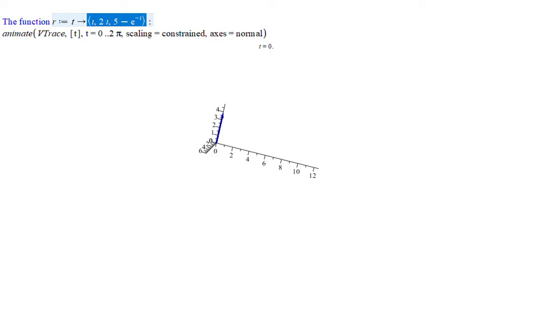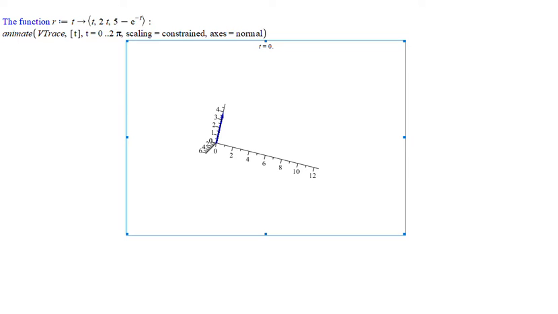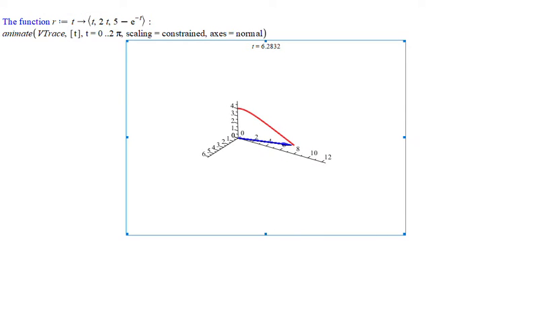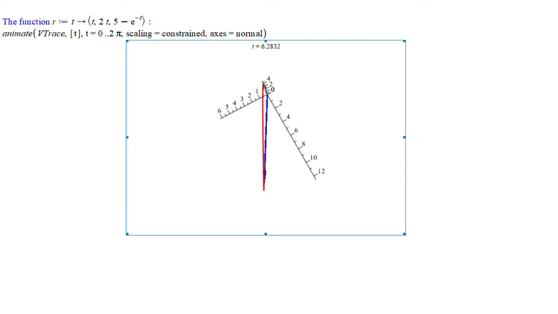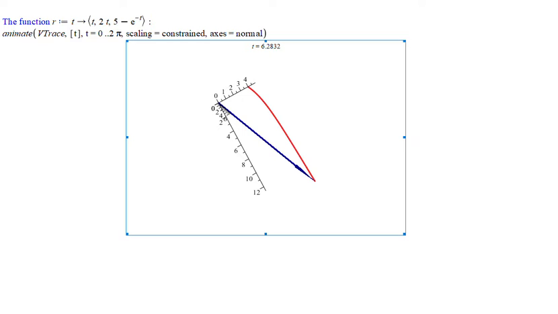Here's another 3-dimensional graph, t, 2t, 5 minus e to the negative t. And here's what the graph looks like. And again, we can tilt and turn, and get the other perspectives on the graph.